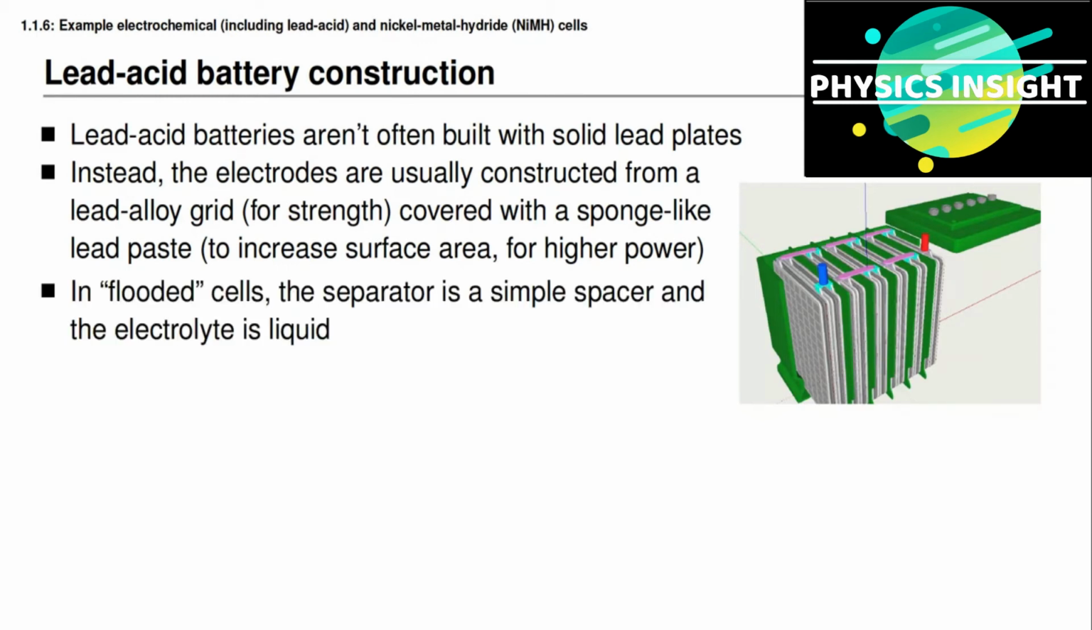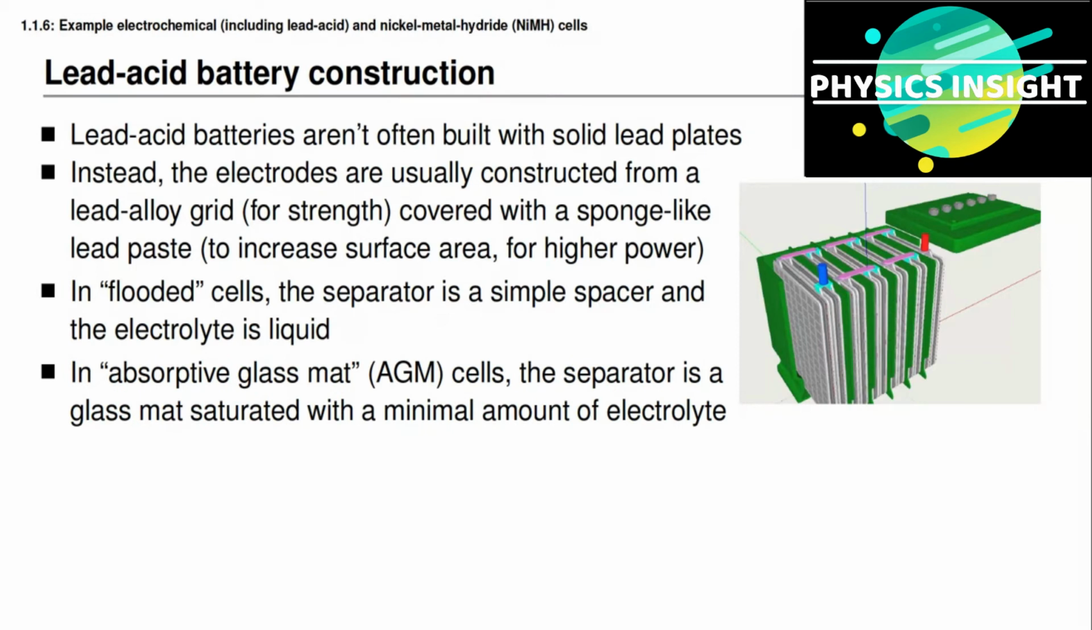Some types of lead-acid battery cells are called flooded cells, and in flooded cells the separator is just a mechanical spacer and the electrolyte is liquid sulfuric acid, but flooded cells are relatively uncommon anymore. Another type of lead-acid cell is called an absorptive glass mat, or an AGM cell. In these cells, the separator is a porous material made from glass fibers that forms a mat that is saturated with a minimal amount of electrolyte.